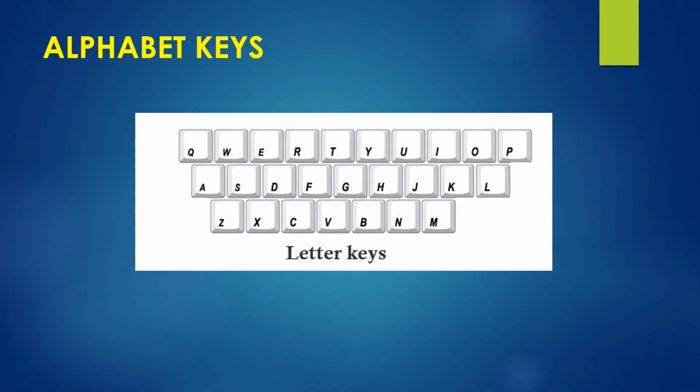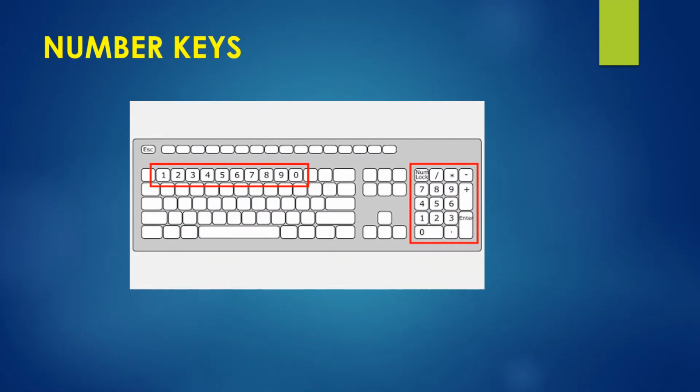And number keys. What do we do using number keys? There are two sets of number keys in the standard keyboard. Two sets. One set is above the alphabet keys and one set is on the right side of the alphabet keys. So there are a total of two sets of number keys on the keyboard.